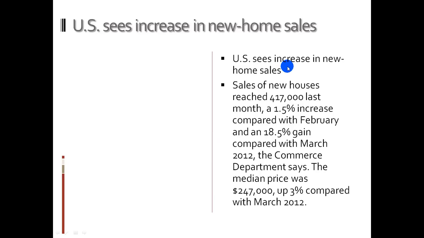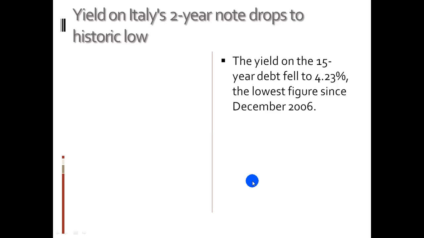Now, US sees increase in new home sales. Sales of new houses reached 417,000 last month, which is an increase of 1.5% compared to February and an 18.5% gain compared to March 2012. The median price was 247,000, which is up 3% compared to March 2012.